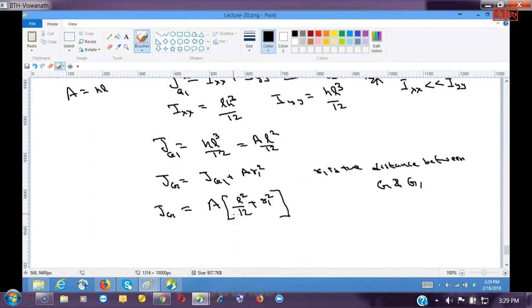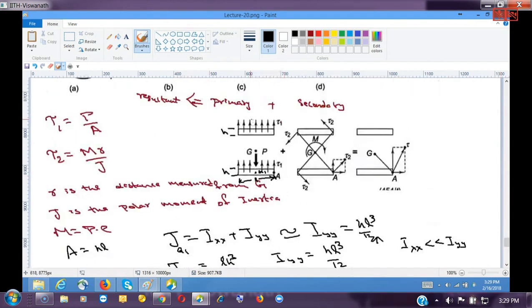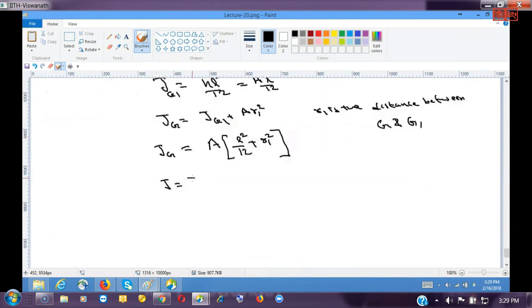So this is for the one given part, but in this case you have a second part on the other side. Because of symmetry, this R1 distance is the same, so you can keep on adding it. So total J is J1 plus J2 and so on. In this case, J is 2 times A times (L square by 12 plus R1 square).